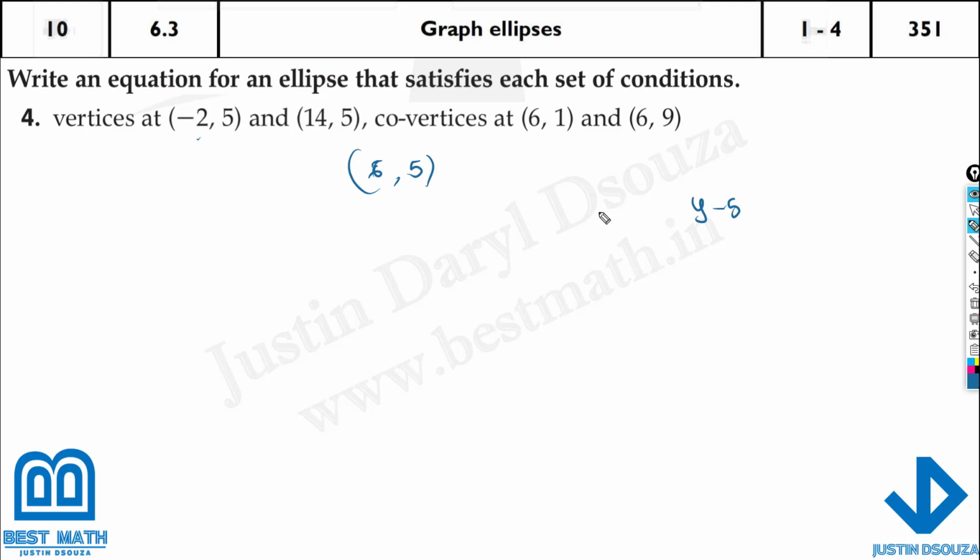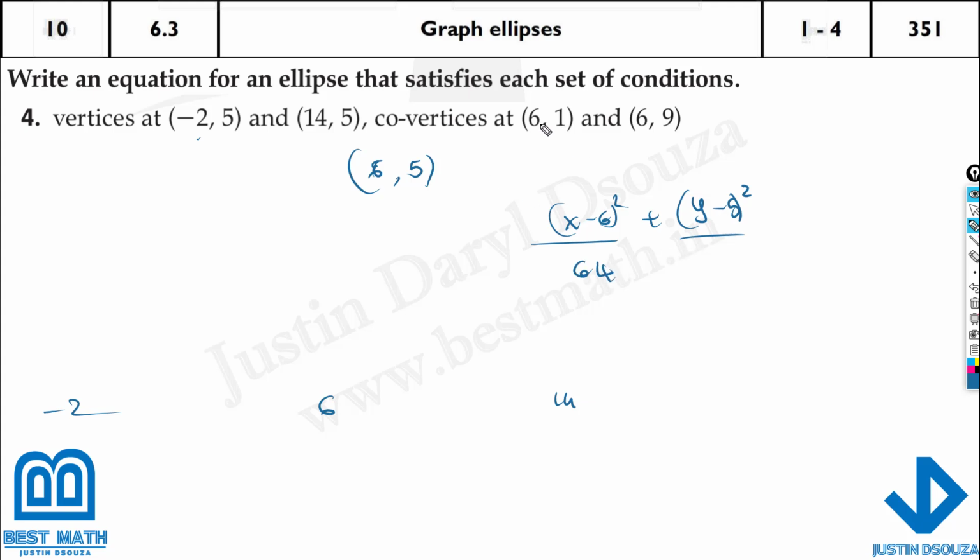It's along the x-axis. So it should be x minus 6 the whole square plus y minus 5 the whole square. From the center we got these. Now what is the vertex a value? From 6, we just count to any of these points. I either count it to minus 2 or to 14. From 6 to minus 2 or to 14, it should be the same. So if we go 6 plus 2 is 8, or if we go from 14 minus 6, it will be 8. So 8 squared is 64.